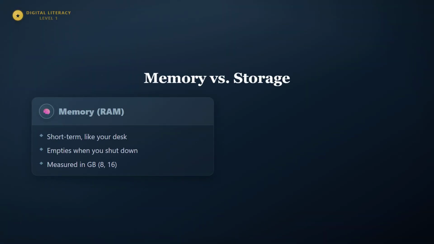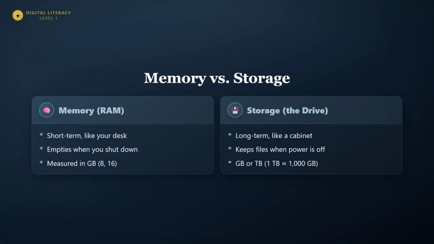Those last two get mixed up the most, so let's be clear. Memory, RAM, is short-term, like your desk. It holds what's open right now and it empties when you shut down. More RAM lets you run more at once. It's measured in gigabytes, like 8 or 16.